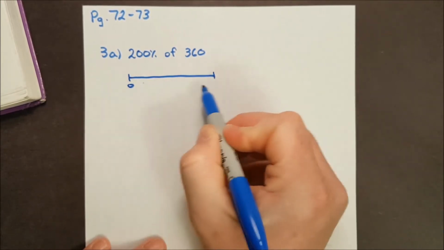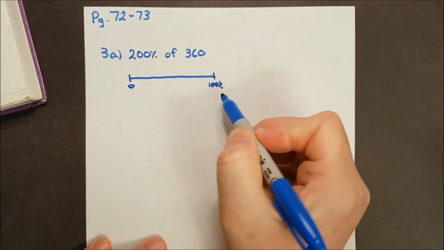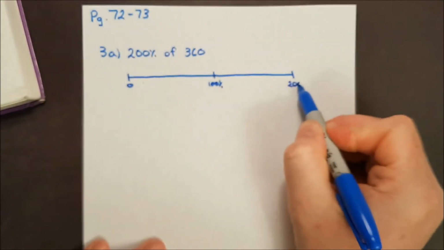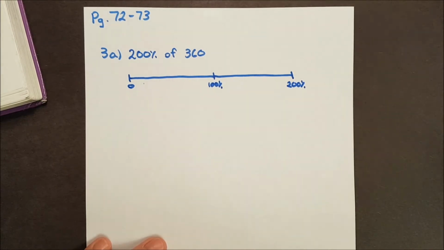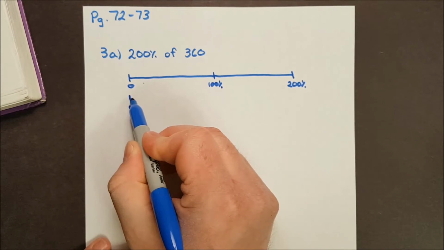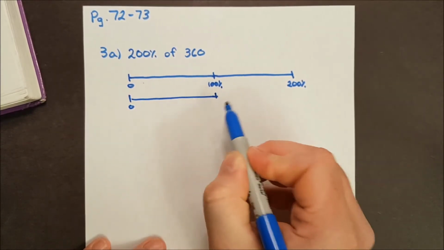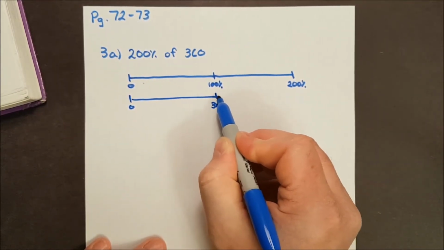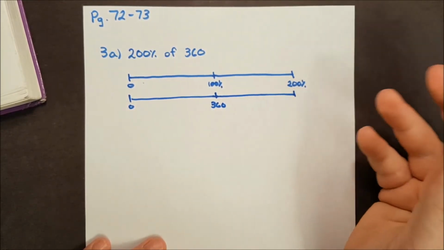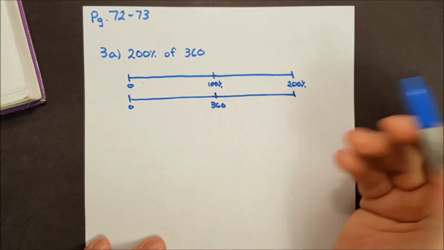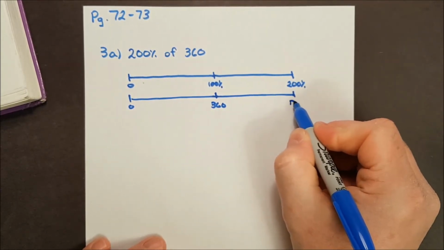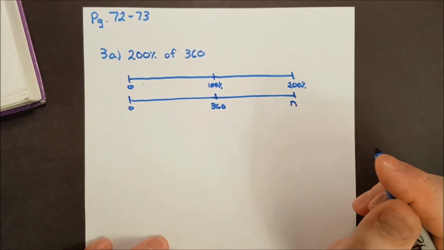We have 0 to 100%, and we have double that to 200%. And if we draw a number line underneath it, we start at 0 once again, and 100% would be 360. And double that, we can tell from inspection, double 360 would be 720. Let's just put a variable here for now, n.